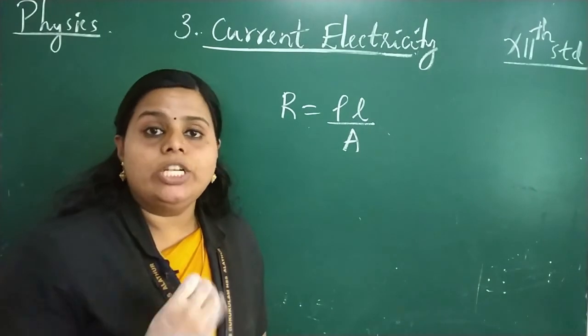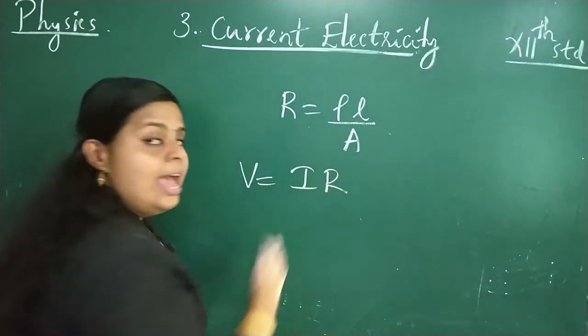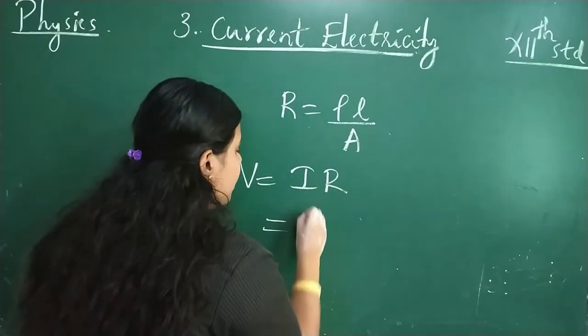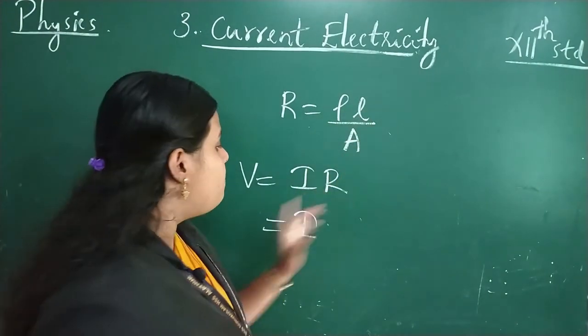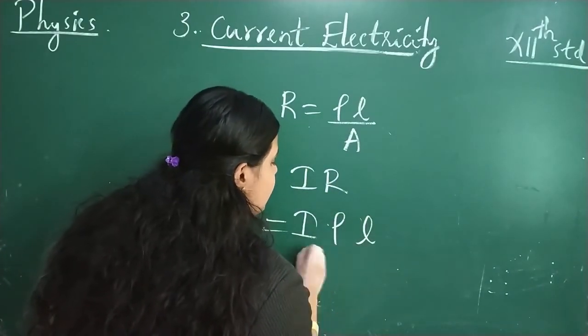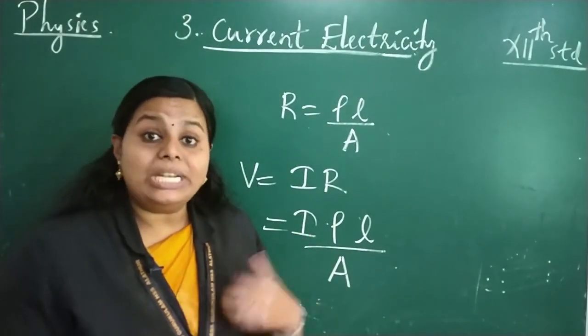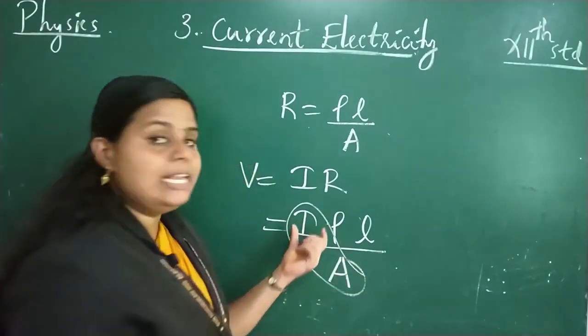So we know that R is equal to rho L divided by A. Right? Now what is Ohm's law? Ohm's law is V is equal to IR, and in this expression we can substitute for R. So I into, what is R? R is simply rho L by A.